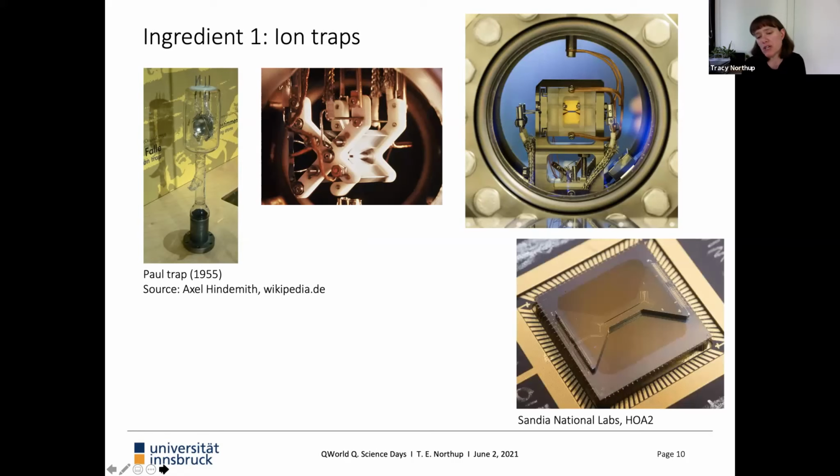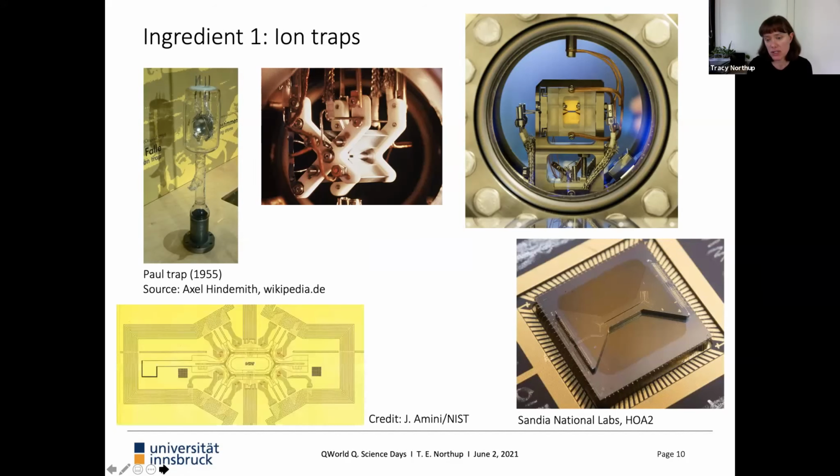And now on the bottom, you start to get to taking these three-dimensional ion traps to a chip scale. So you can actually map a three-dimensional trapping geometry onto a two-dimensional set of electrodes. And one advantage there is that you can use several electrodes to sculpt the potential that's seen by the ions. So that's one example from Sandia, their high optical access 2 trap.